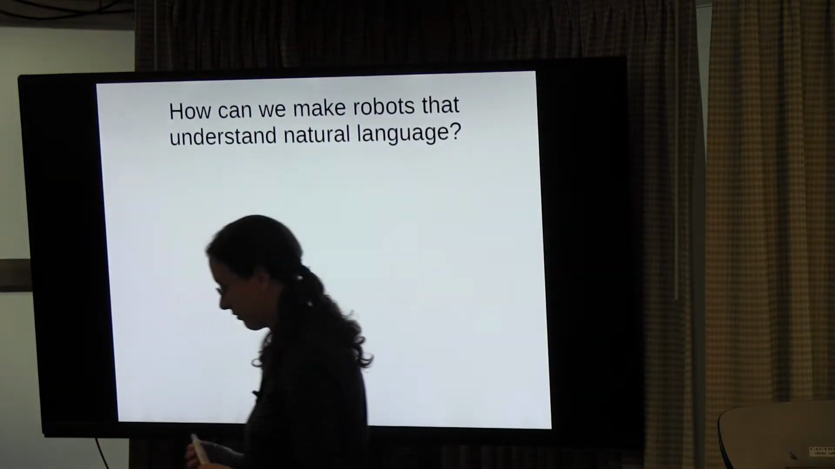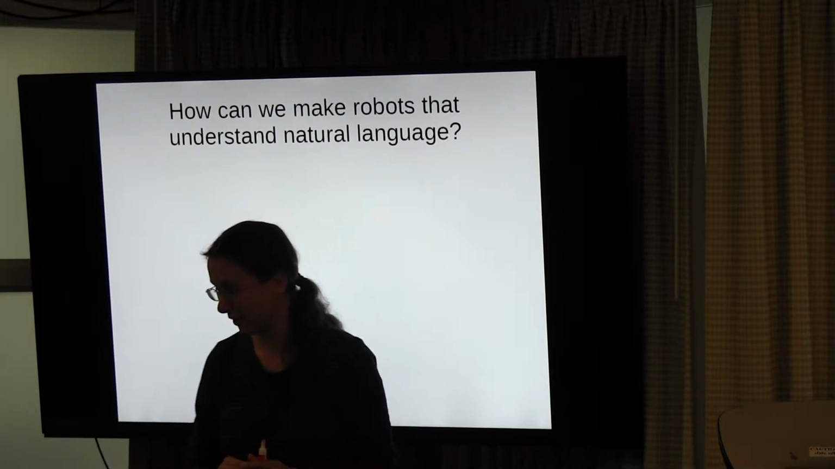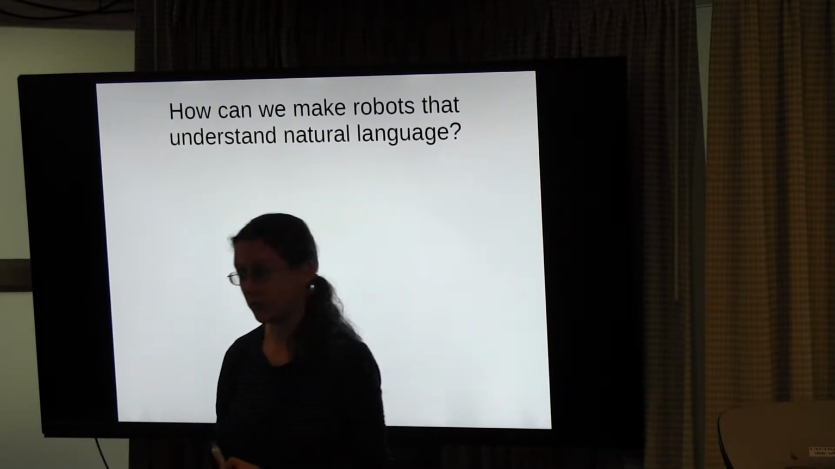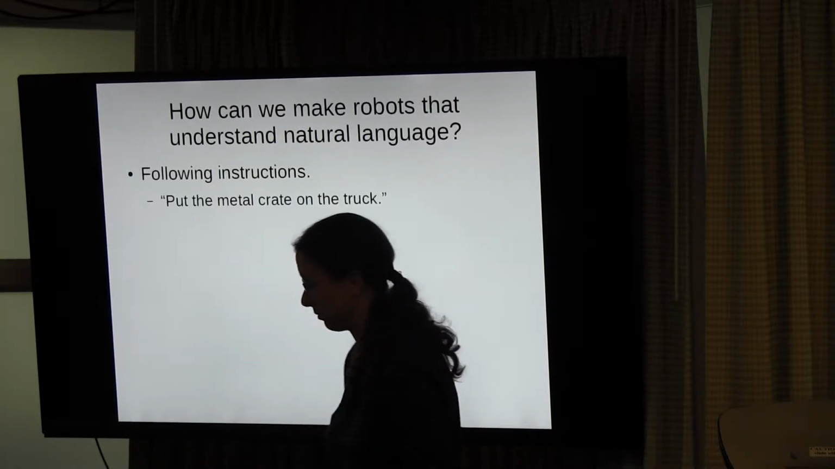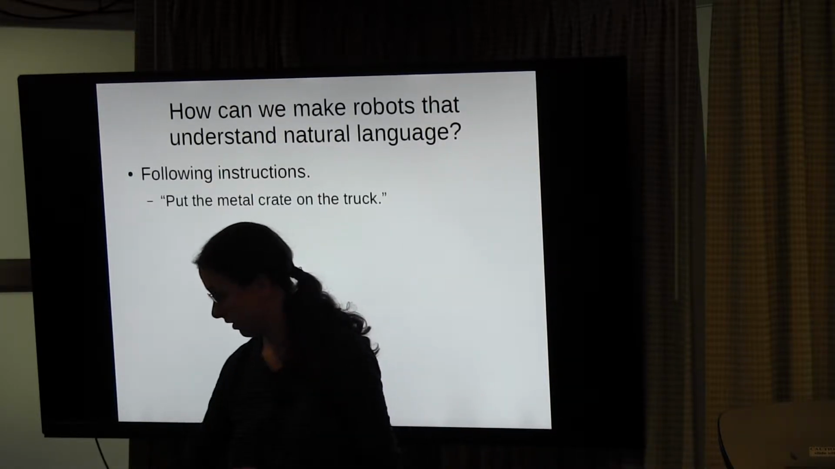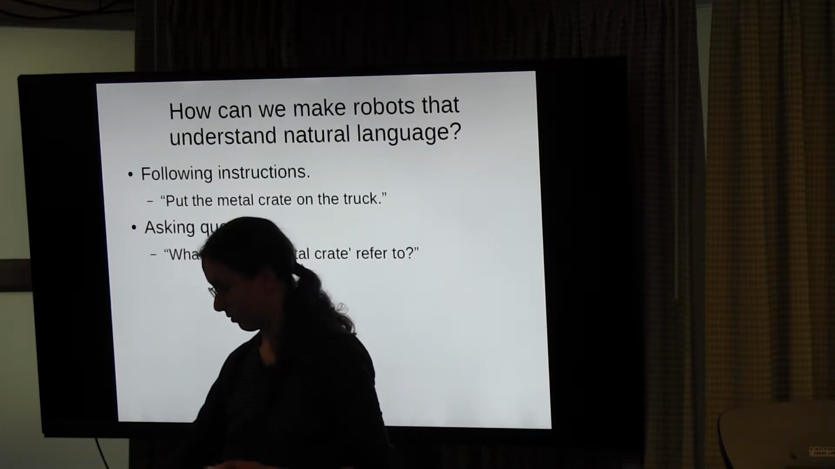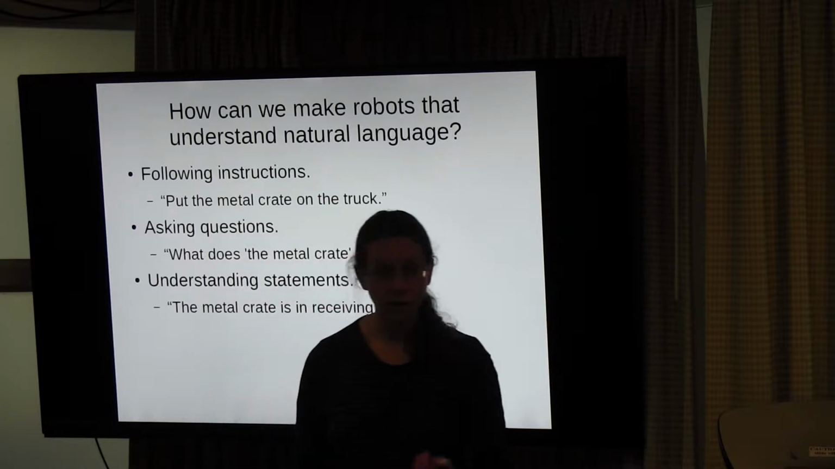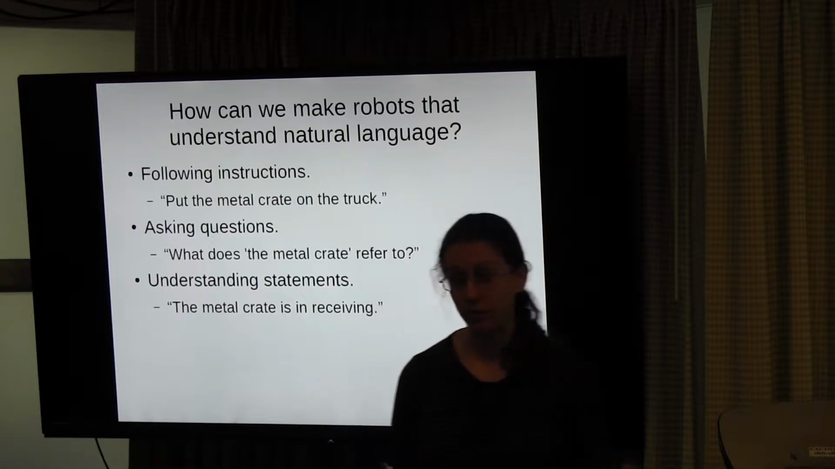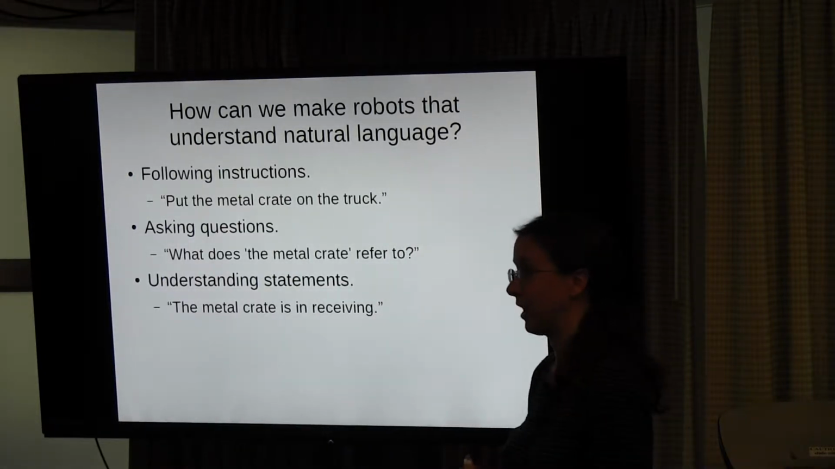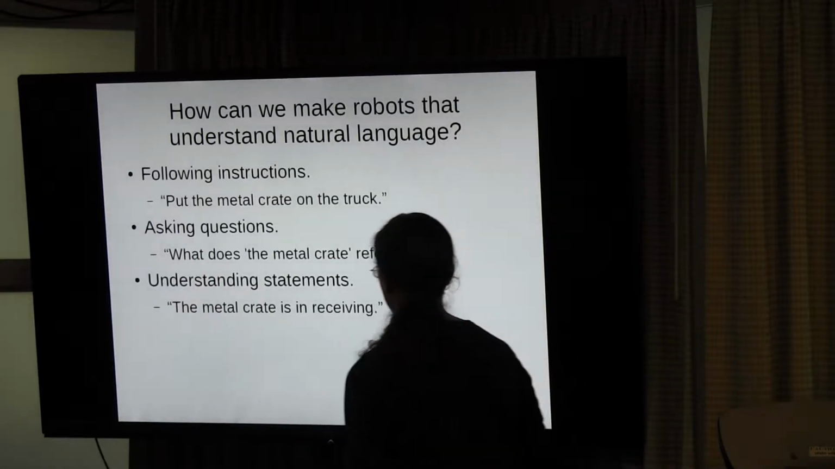So the different things we're going to talk about, what I think about a lot, is how we can make robots understand natural language. Following instructions, which we've already talked about, so things like put the metal crate on the truck. Asking questions when it gets confused: what does the metal crate refer to, or which truck? Also, as I think I talked about in an earlier lecture, making robots that can understand what people are telling them about the environment, so things like the metal crate is in receiving.